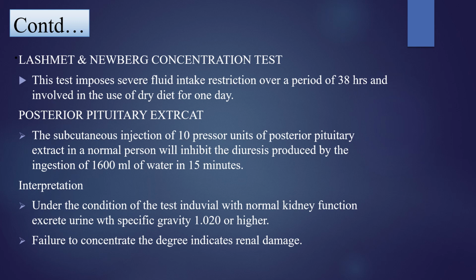The third test is the posterior pituitary extract test. The posterior pituitary secretes a specific hormone, that is vasopressin. So the subcutaneous injection of 10 pressor units of posterior pituitary extract, that is vasopressin, in a normal person will inhibit the diuresis produced by the ingestion of 1600 ml of water in 15 minutes.